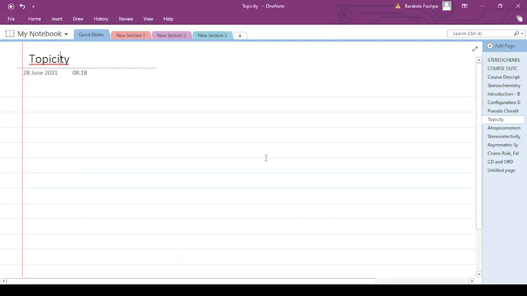Good morning, dear students. Today we are going to discuss topicity, an important topic in stereochemistry. As we learn this topicity, you will understand different types of ligands and different types of faces that each ligand has. And in topicity, we are also going to learn enantiotopic and diastereotopic molecules.